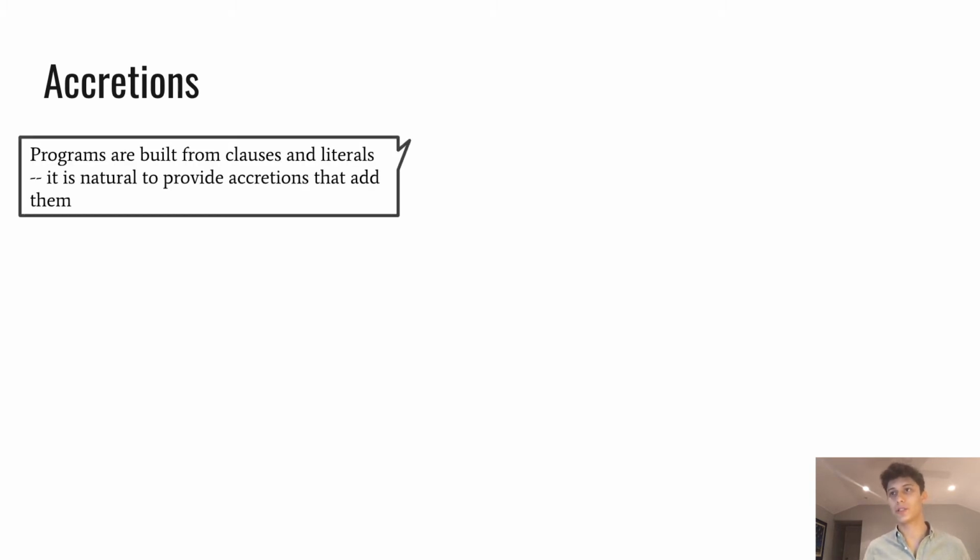The accretions are the mutations applied during the accretion phase of the program. We want to choose as few accretions as possible to minimize bias, but we also want to be able to synthesize programs that are as expressive as possible. So where do we get inspiration for the accretions? The most straightforward accretions come from the idea that programs are built from clauses and literals, so it's natural to have accretions that add them.